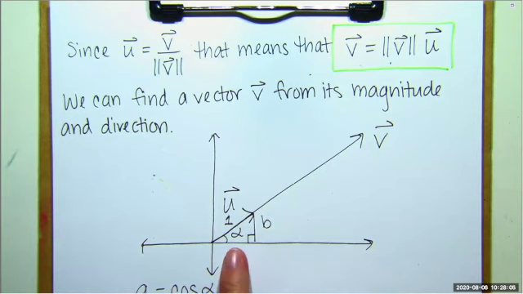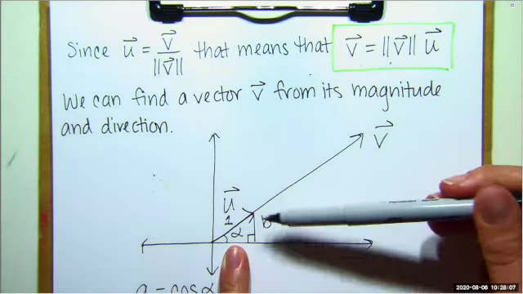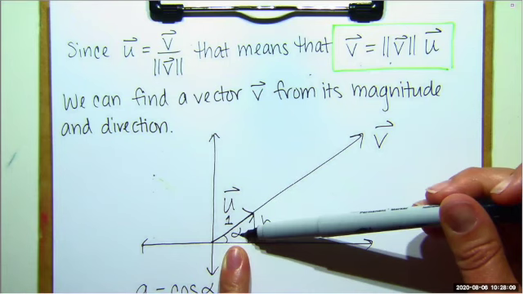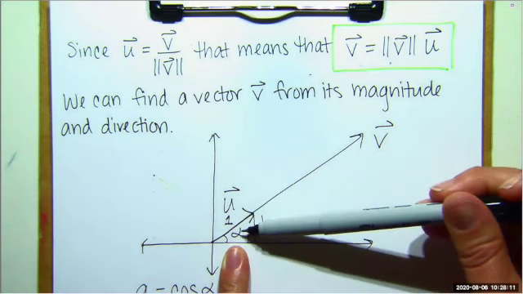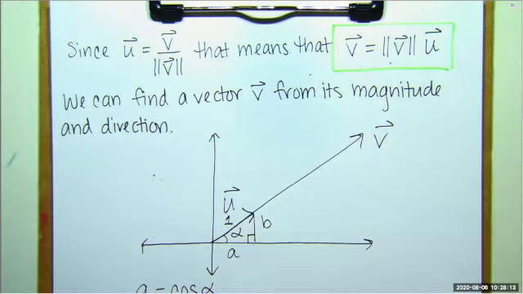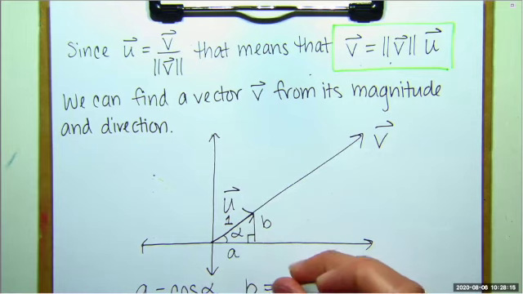If we look at just b, this is the opposite side, and this is the hypotenuse. So sine of alpha would be opposite over hypotenuse. So sine of alpha would just be b. That means b is equal to sine of alpha.